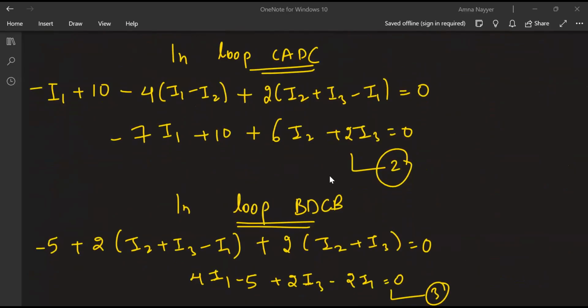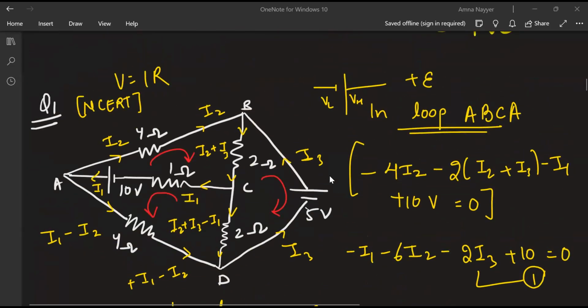Ma'am, in loop ABCA, we wrote minus I1 also. Where have we written minus I1? Oh, that was 1 into I1, na? So 1 I have just not written. 1 into I1 is I1 only. So why are we not doing it in DCB? This one, I3. See, Ubaidullah, here the voltage is 5 volt. Directly voltage of the cell is given. So there wasn't any need to write I3.